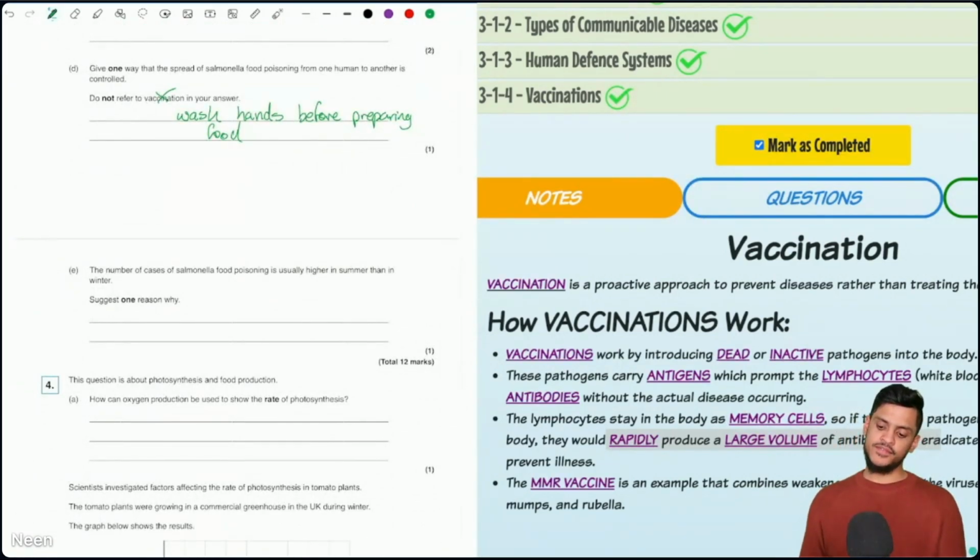The number of cases of salmonella food poisoning is usually higher in summer than winter. Okay, why do you guys think that is? Why is it higher in summer? Why is it higher chance you get salmonella food poisoning in summer? Remember, salmonella is caused by a bacteria. What do you guys think you can say here? 1 mark.